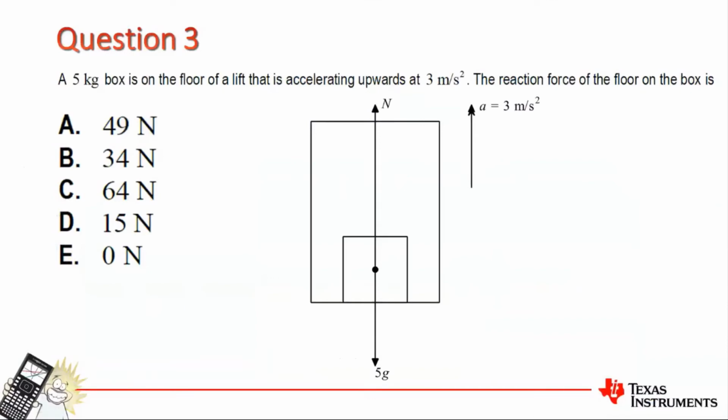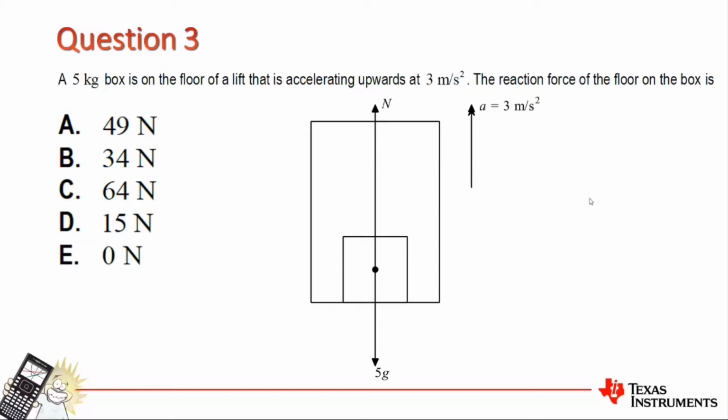Question 3 is the classical lift problem. Over here, we have a lift, and there is a box sitting on the floor of that lift. That lift is accelerating upwards at a rate of 3 meters per second squared. As you can see, we've got a normal reaction force of the floor on the box, and we also have the usual weight due to the gravitational force. The first thing you might notice is that the normal reaction force is a lot bigger in magnitude compared to the weight force, and that is because the net force is acting upwards due to the acceleration being upwards, and hence the normal reaction force is bigger than the weight force.